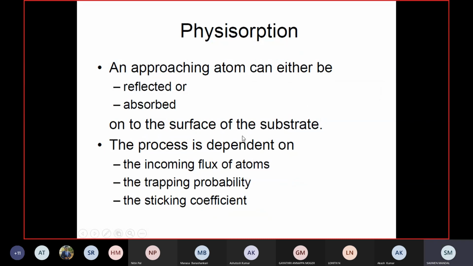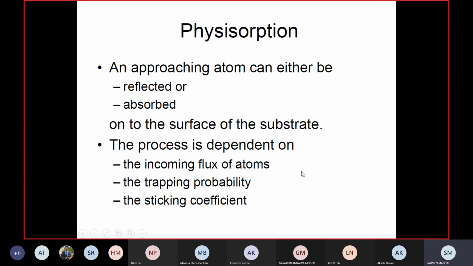Now the first stage is physisorption. An approaching atom can either be reflected or adsorbed, so there are two possibilities. I'm sorry, this is not absorbed, it will be adsorbed. I'll make the changes. So it can be reflected or it could be adsorbed on the surface of the substrate.